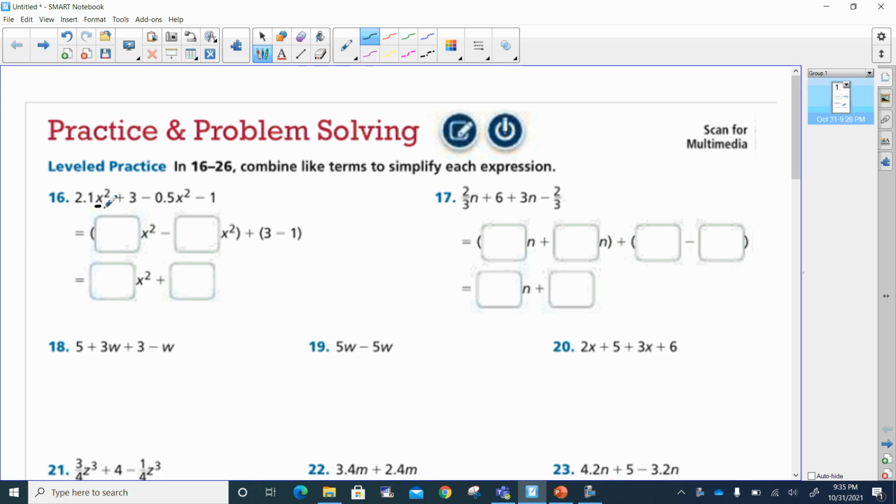I see this one ends in x squared. This one ends in x squared, right? Remember, like terms have the same variable to the same power. So this is x squared. These x squareds are the same like term that we can combine. So I'll put the 2.1 over here. Over here, I'll put the 0.5.